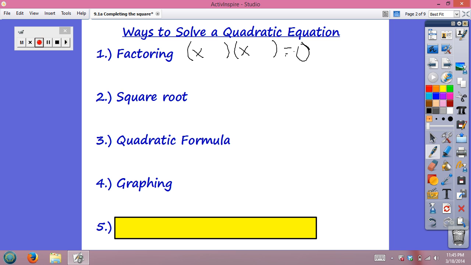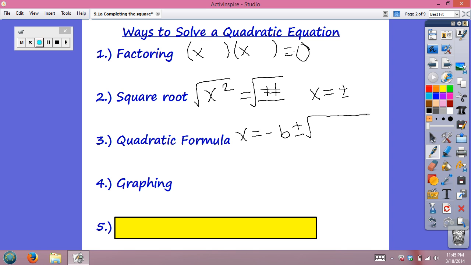The second method being the square root method, we were given a quadratic equation with no b value and set x squared equal to a number, took the square root of each side to solve for x. The third method being the quadratic formula, where we learned the song to x equals negative b plus or minus square root b squared minus 4ac all over 2a. And the fourth method, graphing, when we were asked to find the x-intercepts to solve for x.